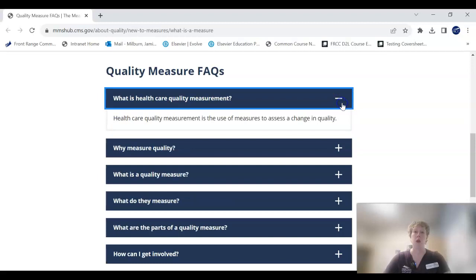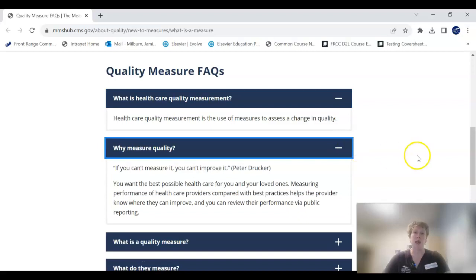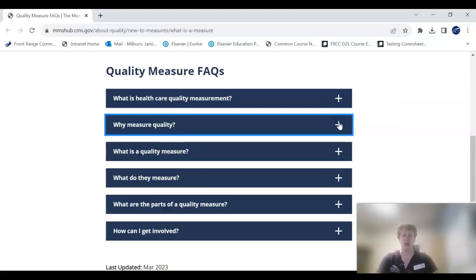So what is a quality measurement? It's basically how do we measure quality, right? Like, how are we measuring our care quality, the quality of the care we provide? And the reason that we do measure it is because if you can't measure something, then how do you know you're improving on it? How do you know you're getting better? And so that's why we go for these methods that we do measure.